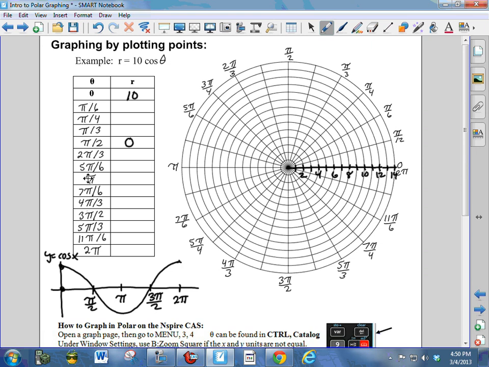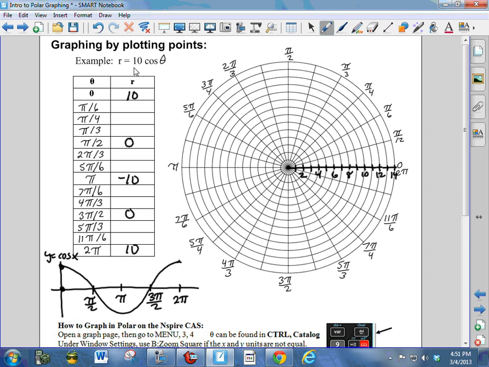Cosine of pi is -1, so 10 times -1 is -10. At 3 pi over 2, cosine theta is 0, so this is just 0. And when I get to 2 pi, I'm back up to a +1. Cosine of 2 pi is 1, so times 10 is 10.